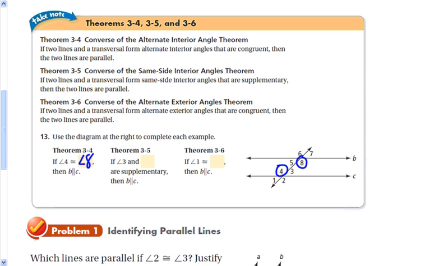Theorem 3.5, that's the same side interior angle theorem. That would be angle 3 and angle 8. They're same side interior angles, and if they're supplementary, then B would be parallel to C. Theorem 3.6, that is the converse of the alternate exterior angle theorem. So if angle 1 and angle 7 are congruent, then B is parallel to C.